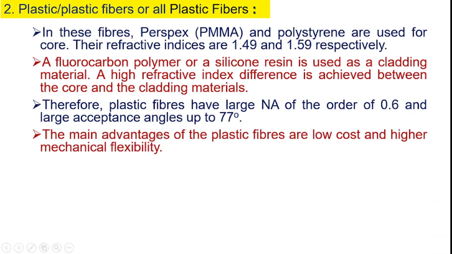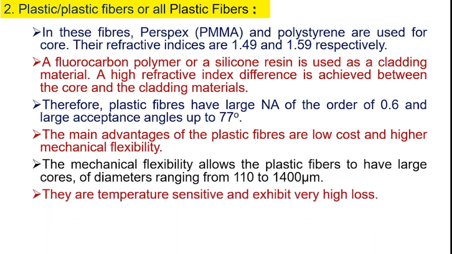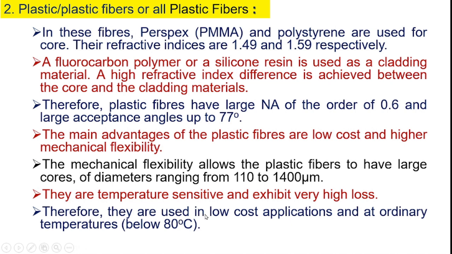The main advantages of the plastic fibers are low cost and higher mechanical flexibility. The mechanical flexibility allows the plastic fibers to have large cores of diameters ranging from 110 to 1400 micrometer. They are temperature sensitive and exhibit very high loss. Therefore, they are used in low cost applications and at ordinary temperatures below 80 degrees centigrade.